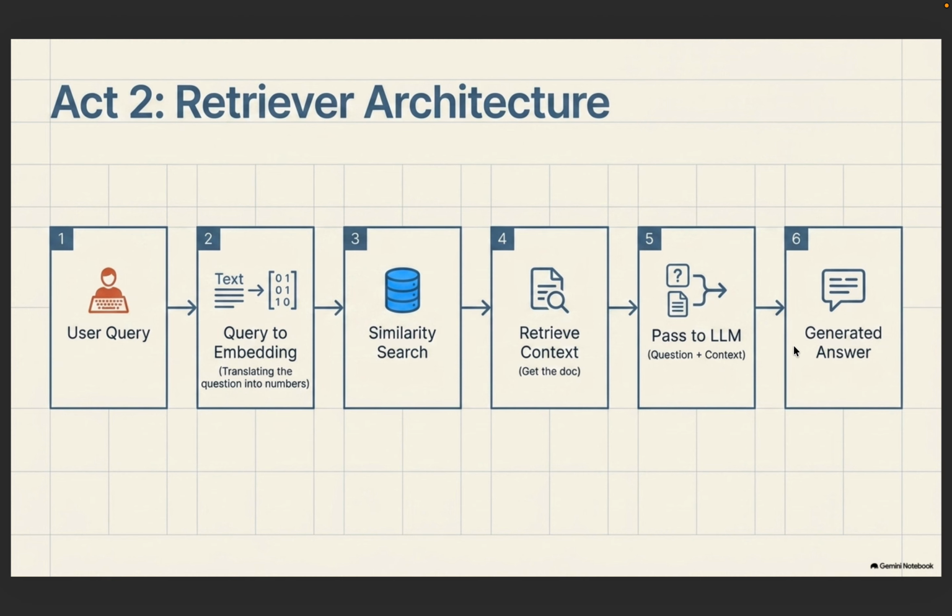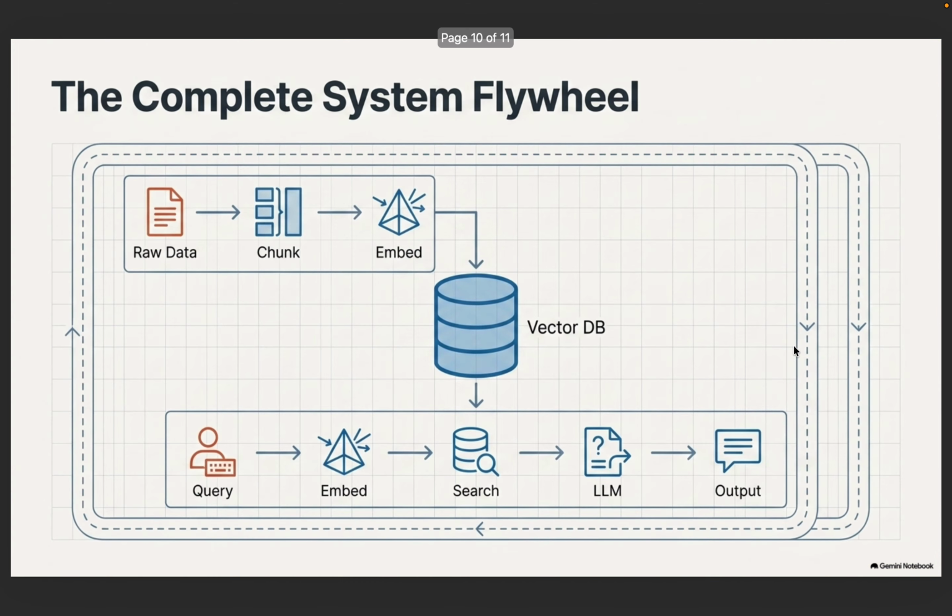You can relate this to how humans search in a big document, right? Then you will get a clear understanding of the retriever architecture. At a high level, we will have 2 steps: one is the ingestion process, and the second is the retriever process. In the ingestion process, we will have raw data, chunks, and embeddings, and we will insert them into the vector database.